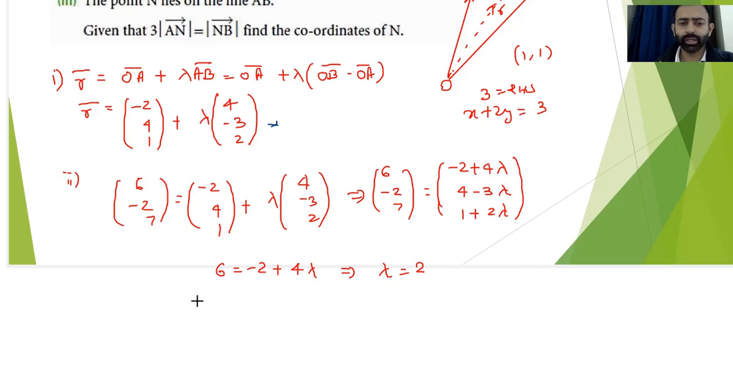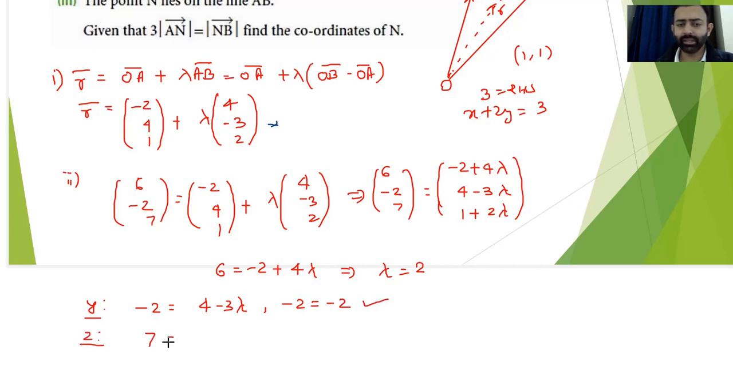Right? Meaning that for this same lambda equal to 2, y and z components must also be equal. So putting in the second equation, equating the y coordinate, which is minus 2 is equal to 4 minus 3 lambda. This lambda should satisfy this equation. So if I put lambda equal to 2, I will get 4 minus 6 is minus 2. That means minus 2 is equal to minus 2. It is satisfying the y coordinate.